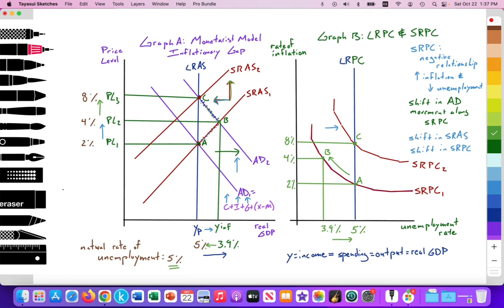In graph B, the long-run Phillips curve is reflective of the LRAS curve. It illustrates the long-run average level of unemployment in the U.S. economy, which is about 5%.